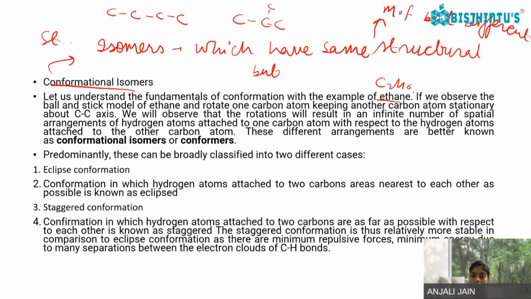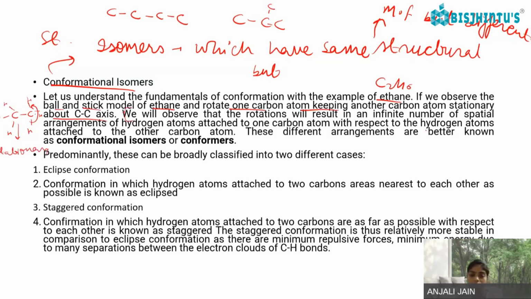The ethane molecule is C2H6. If we observe the ball and stick model of ethane, then there can be two conformations, eclipsed and staggered. If I take the ball and stick model of ethane and rotate one carbon atom, keeping the other carbon atom stationary about the C-C axis, so I'm just rotating this carbon, and this carbon is stationary. It is not rotating.